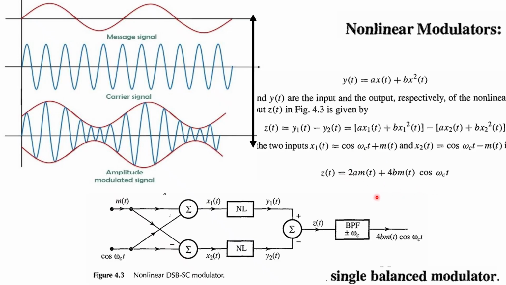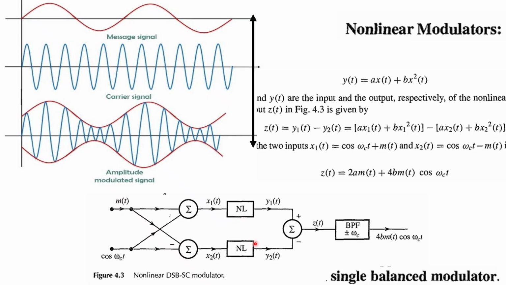So this is the original message only, and here is your message into what? Into the carrier. So that is the modulated wave. So modulated wave is nothing but message into carrier. So how can we achieve this message into carrier? So this is one actual practical example, right? So using this. And now what are the examples of a nonlinear modulator?